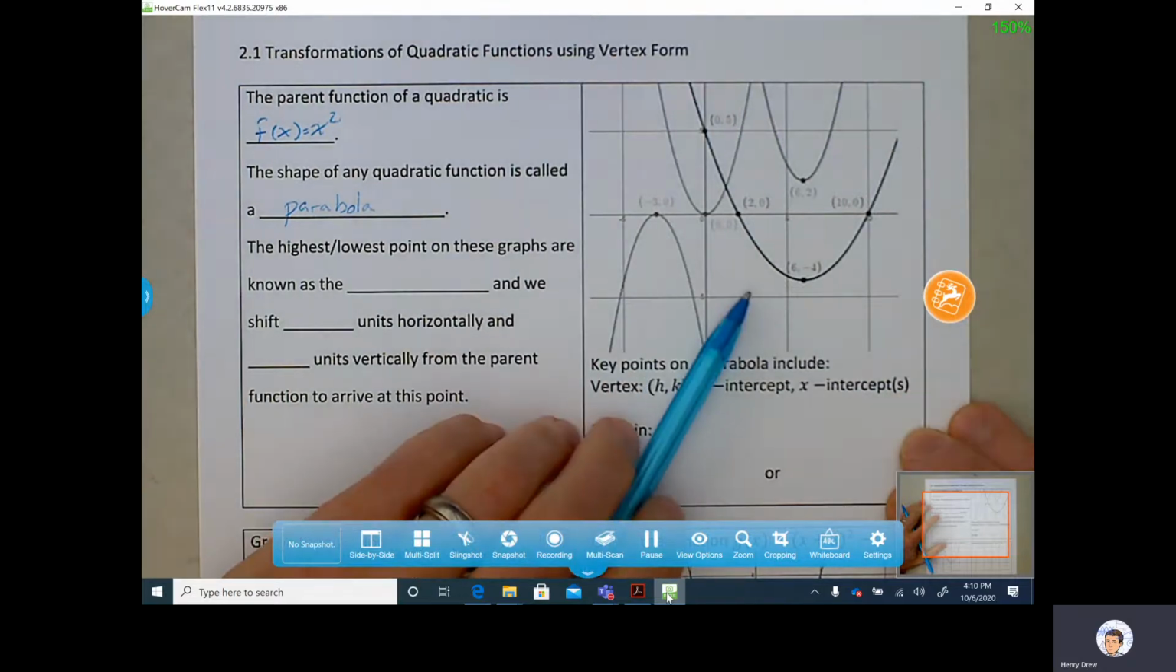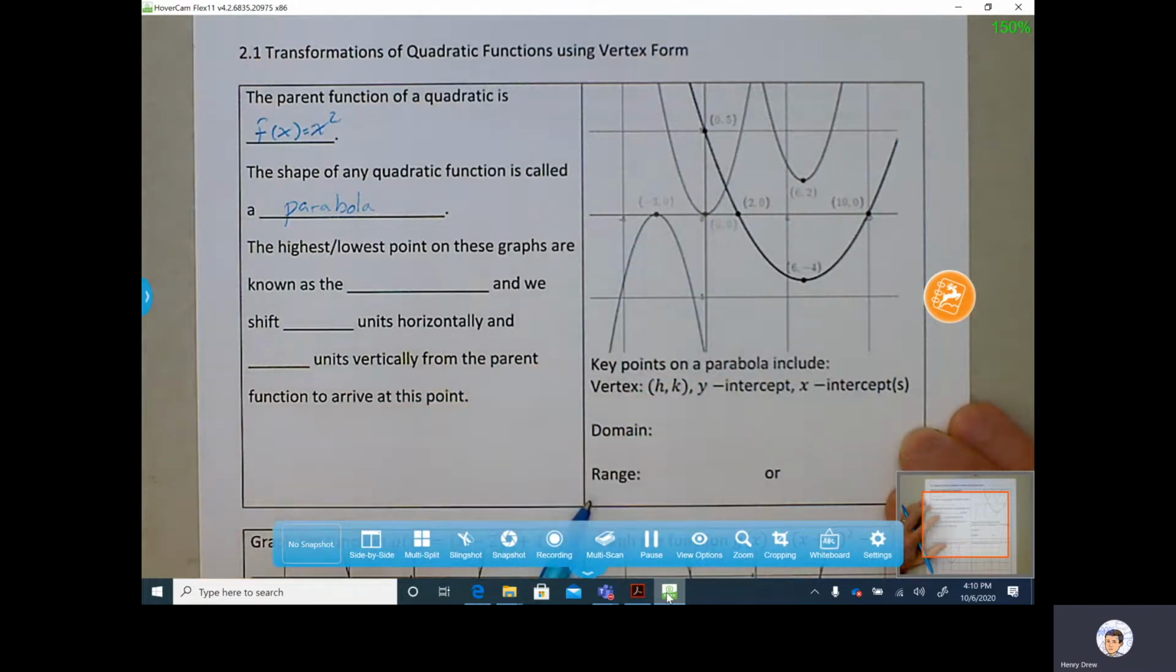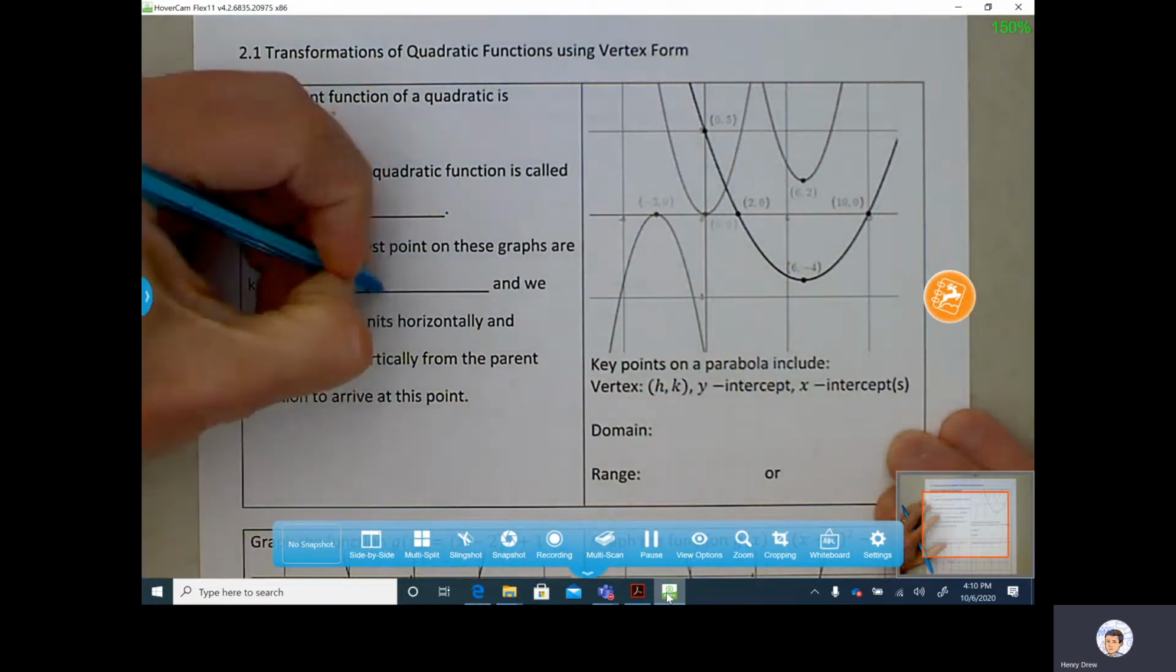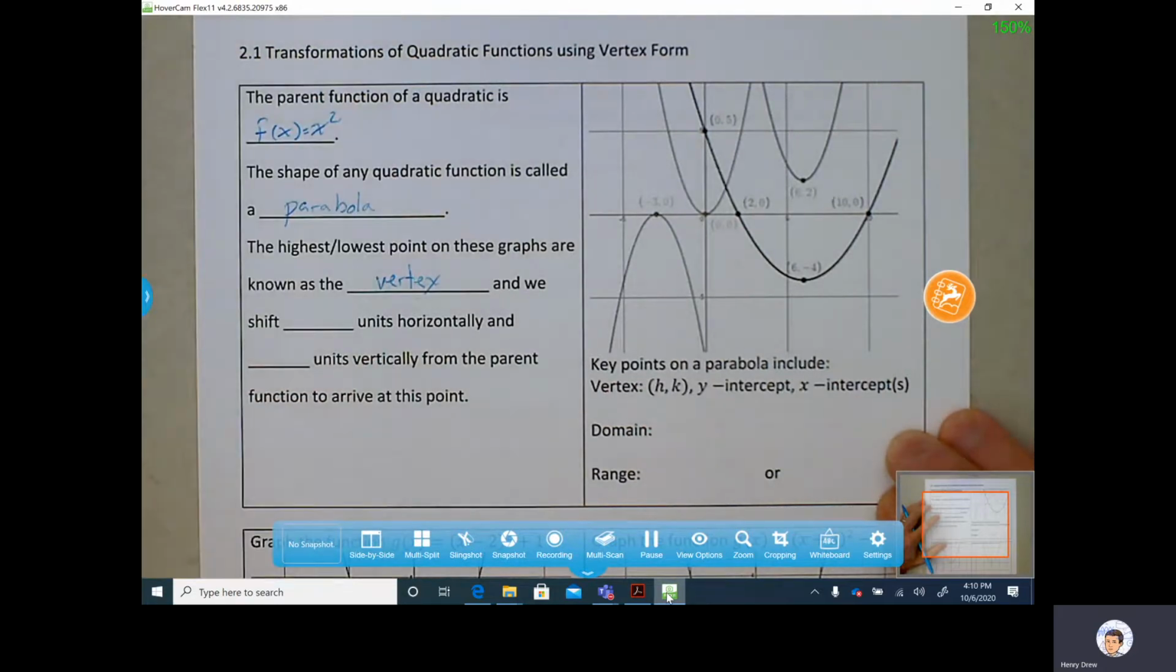You can see the highest and lowest points. There's a high point on this parabola, there are low points on the other three. That point is what's known as the vertex, and that's why we're going to be using vertex form today.